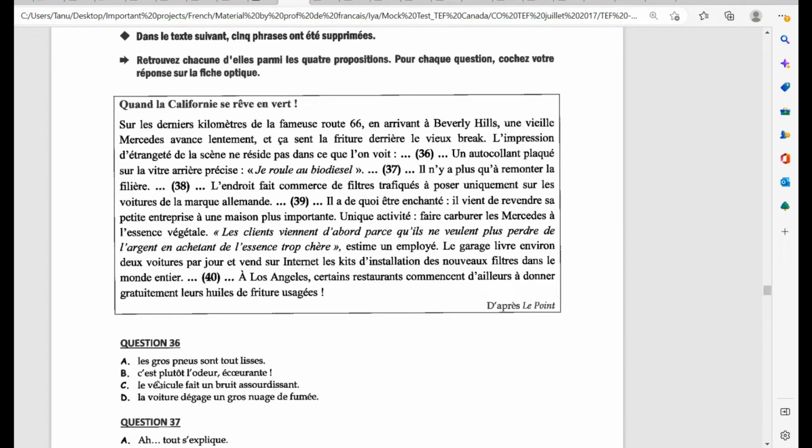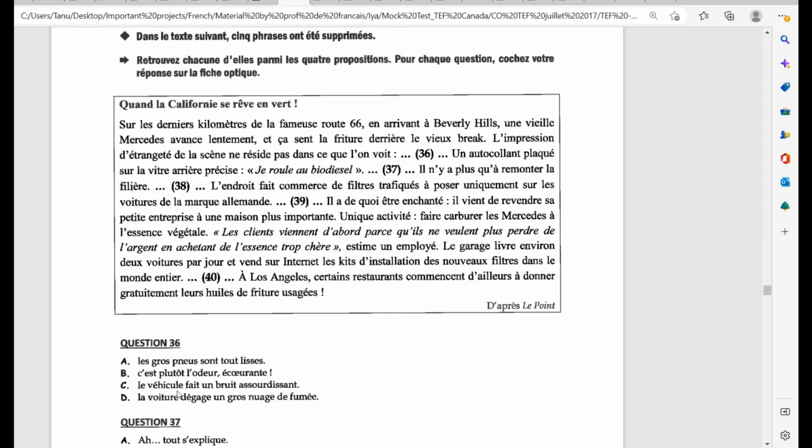C'est plutôt l'odeur écoeurante. This could be the close answer because we are talking about the smell here and now we are talking about the odor. We are saying that the odor is also kind of smoky. Écoeurante is smoky. And here also we are saying la friture is the fried smell. So fried smell and smoky smell are somewhat close. And we are basically also talking about smell here and odor here. So this seems to be the closest answer. Let's look at other examples also.